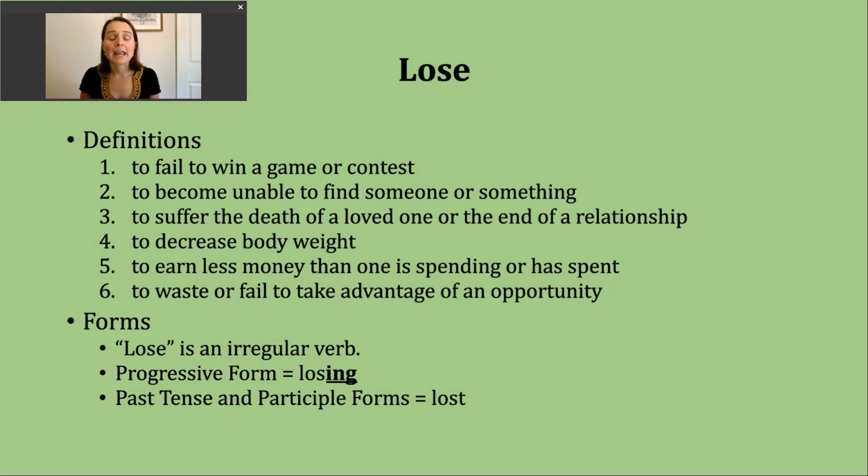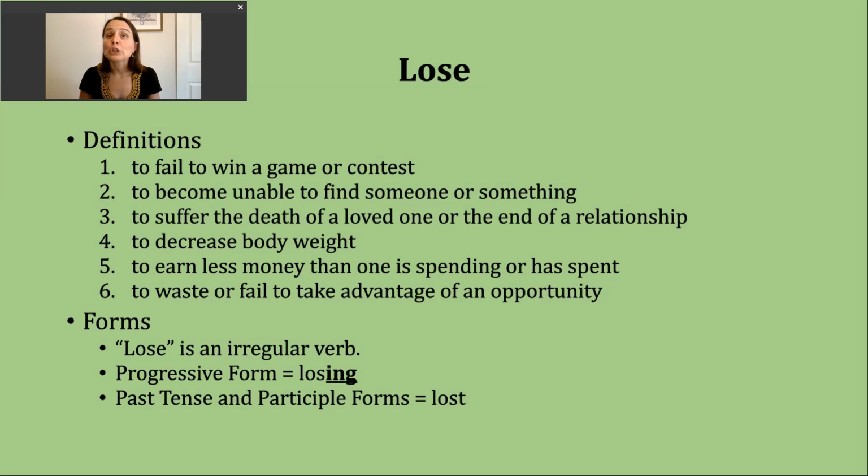A sixth way to use the verb lose is to mean to waste or to fail to take advantage of an opportunity. This can happen in school, in work, in your personal life, where someone might express the idea they lost the chance to do something.